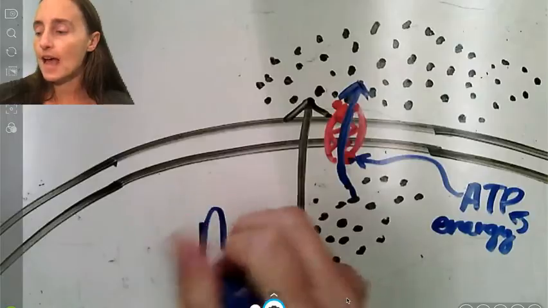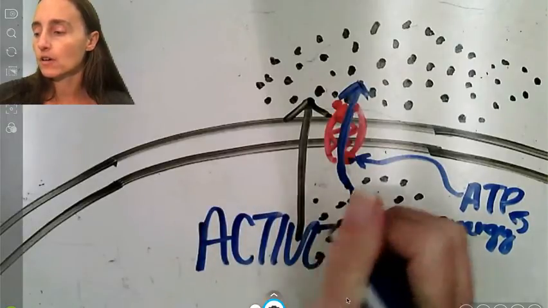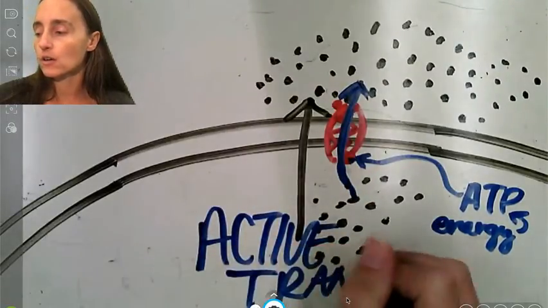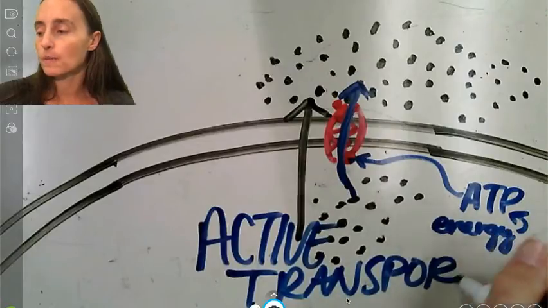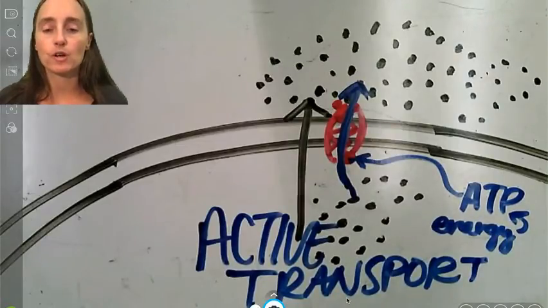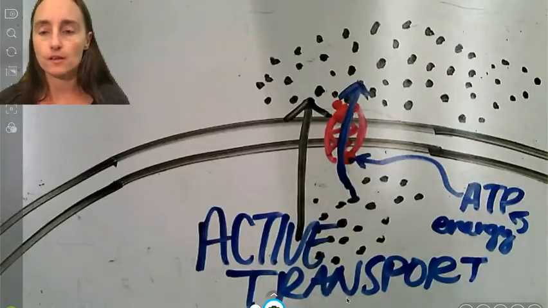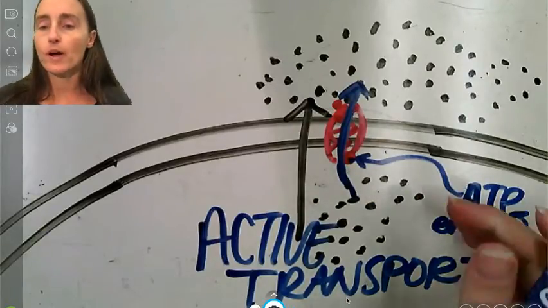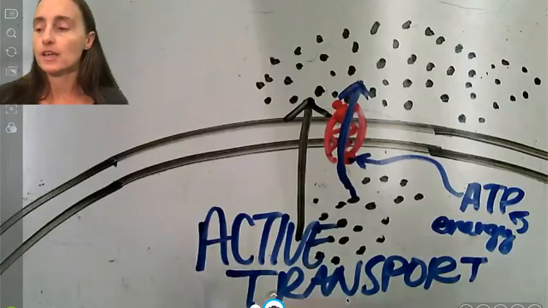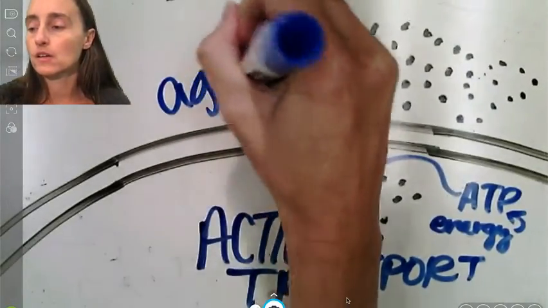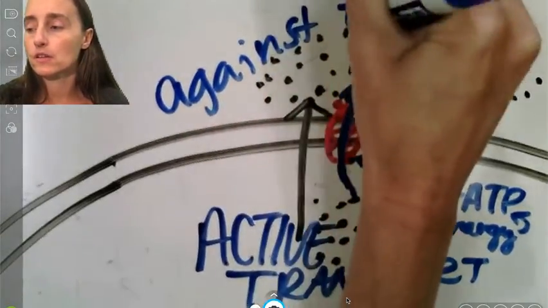We call this active transport. Active transport. Movement across the membrane that requires energy. It goes against the gradient. You see that?